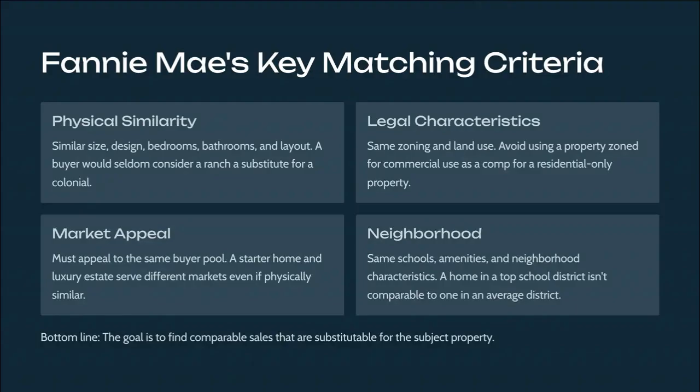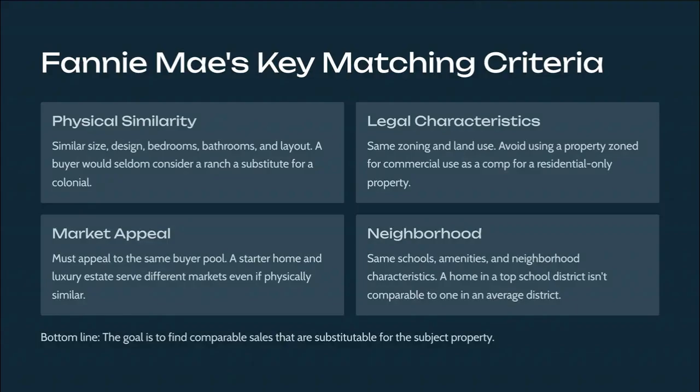Market appeal addresses how the property is perceived by buyers in the current market. This subjective element is often overlooked, but critically important. A property might be physically similar to your subject, but if it's been rejected by buyers and sat on the market for 6 months before selling at a reduced price, it may not reflect true market value. You want comparable sales that demonstrate market acceptance, not market resistance.